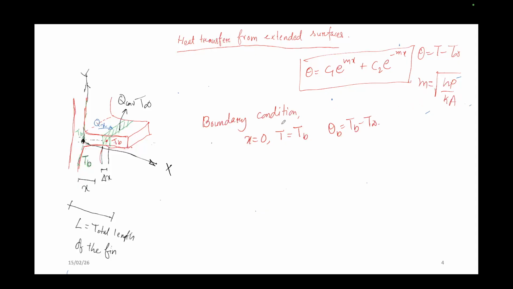So if x equal to 0, let this be equation 1. Equation 1 can be transformed into theta equal to theta B. In place of theta I can write theta B, and x is 0 means e to the power 0 is 1. So that is C1 plus C2. This is one boundary condition. Is it clear?